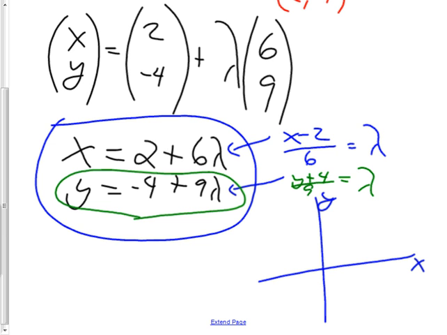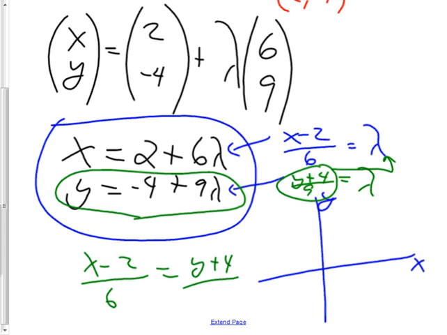Good. And if lambda is equal to lambda, you can plug this in right there, and you'll have x minus 2 over 6 equals the other one, y plus 4 over 9. Now, do you agree we could solve it for x? Or we could solve it for y? You don't have to. We usually write it in that form right there. It's done.